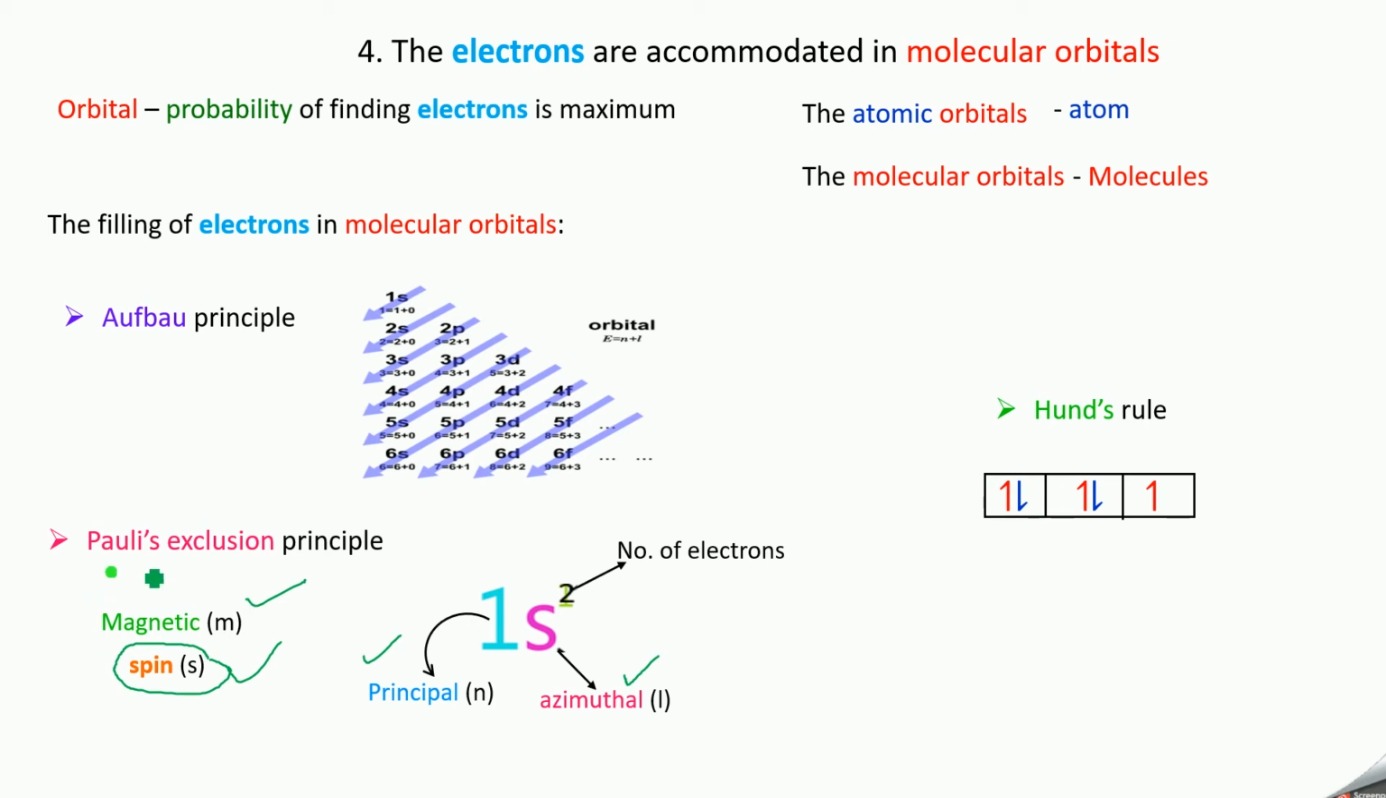That is what we studied in Pauli's exclusion principle. So Hund's rule says that all the orbitals with the same energy should be filled with 1 electron each, and then you have to start with pairing. That is what we call Hund's rule. This rule also you have to follow while filling up the electrons in molecular orbitals. So you have to follow the Aufbau principle, Pauli's exclusion principle and Hund's rule for filling up electrons in molecular orbitals. So this is the fourth postulate.